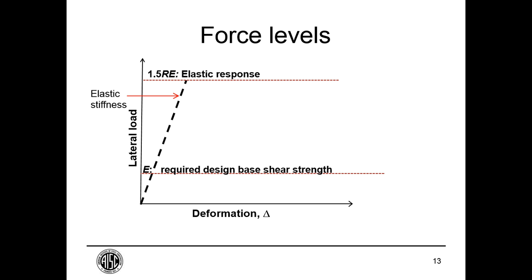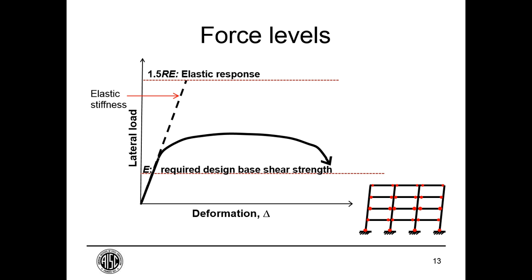Somewhere in between that required strength and that very high MCE force, we're going to get some yielding of the structure. And so if you follow the lateral load versus deformation profile of the structure, in other words, if you push it over laterally, somewhere above that required strength, it's going to start to yield, and yielding will progress. It may form plastic hinges in some beams and then form more and more plastic hinges, and as that yielding progresses and forms a full mechanism, we get to the maximum capacity of the structure.